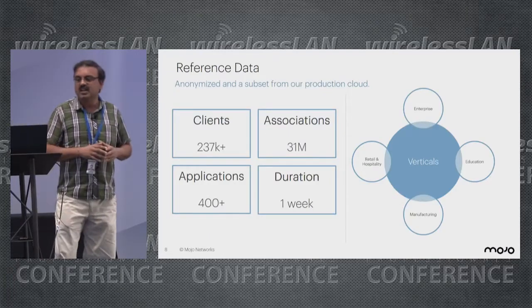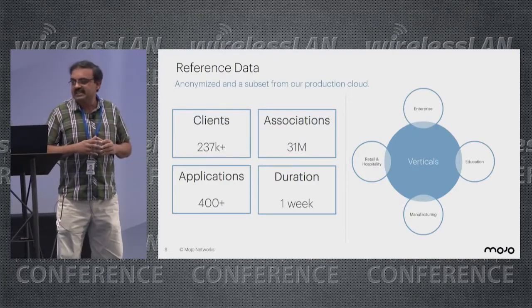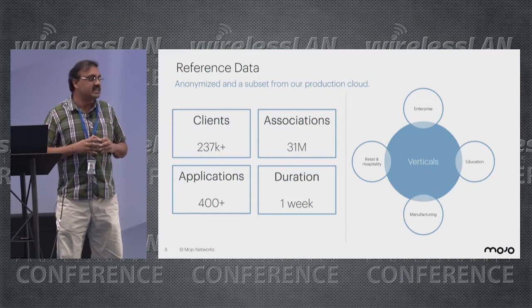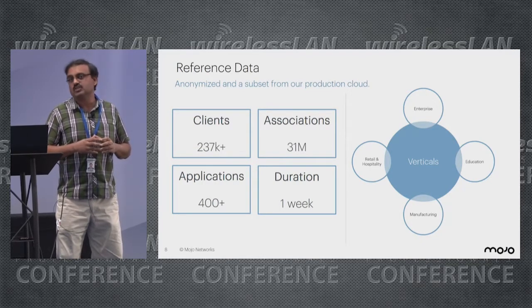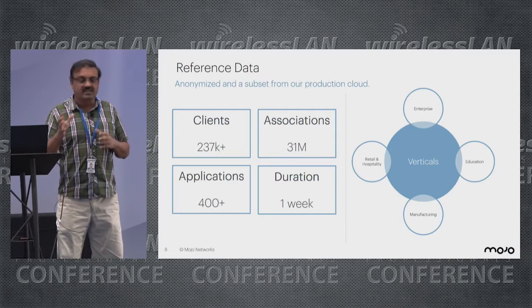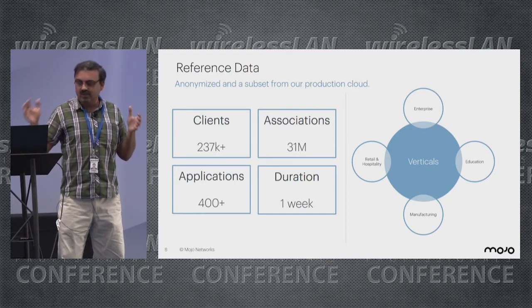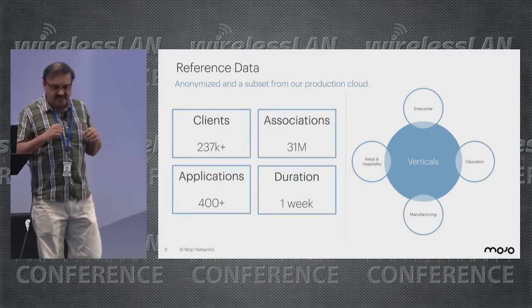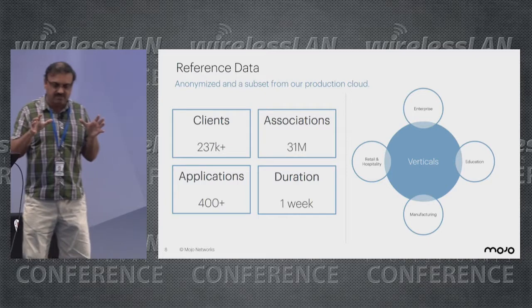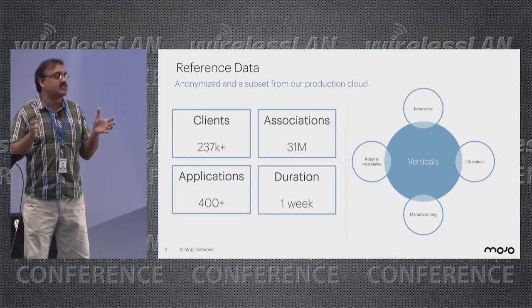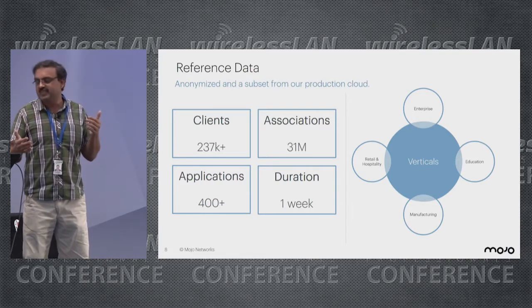The reference data: we have anonymized data from a subset of our production cloud. We have looked at 237,000 plus clients and more than 31 million associations, and the clients are using about 400 plus applications. We have collected the data for about 1 week. For the purpose of this session, we have looked at data mostly from North America and Europe, and we have not considered data from the Indian geography because a lot of things may be specific there.